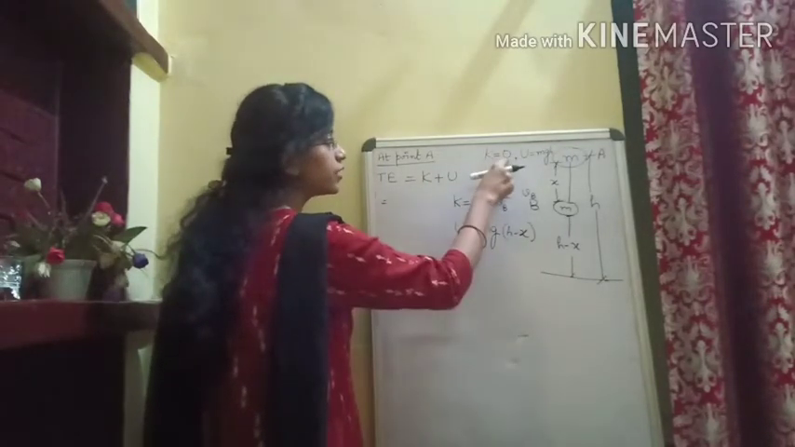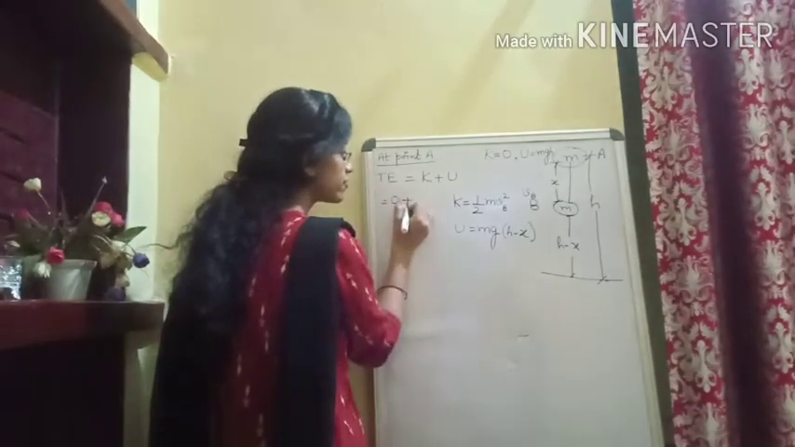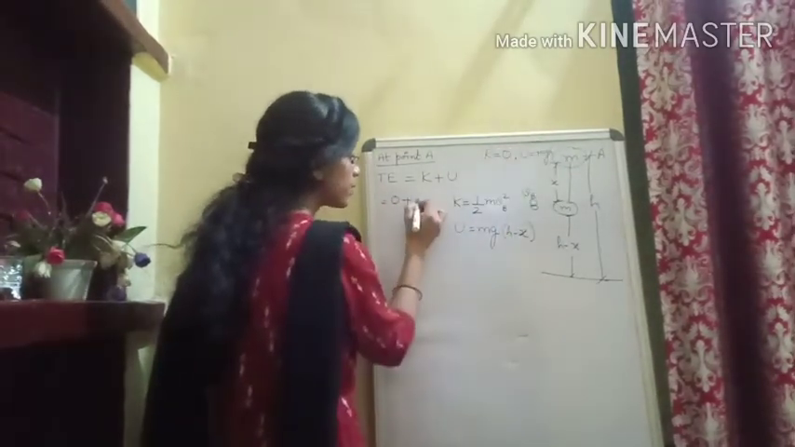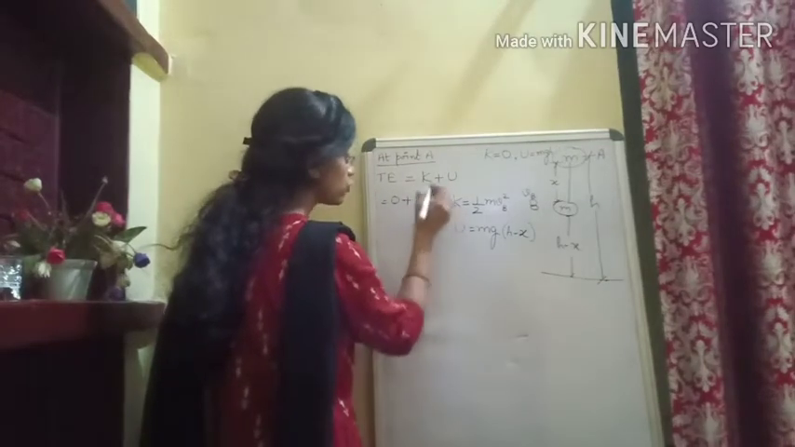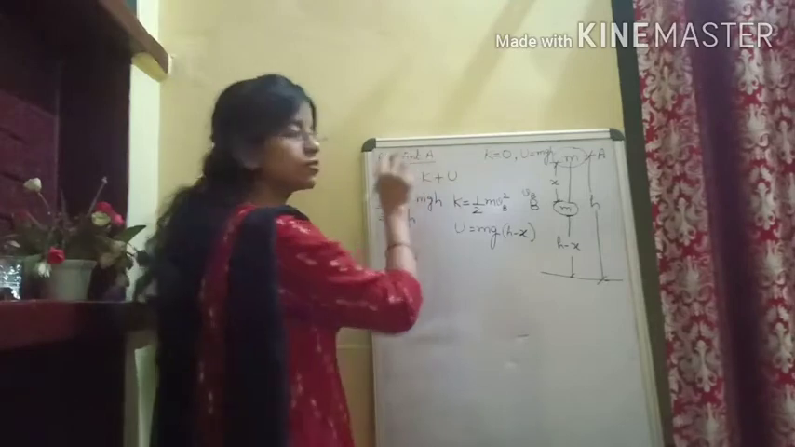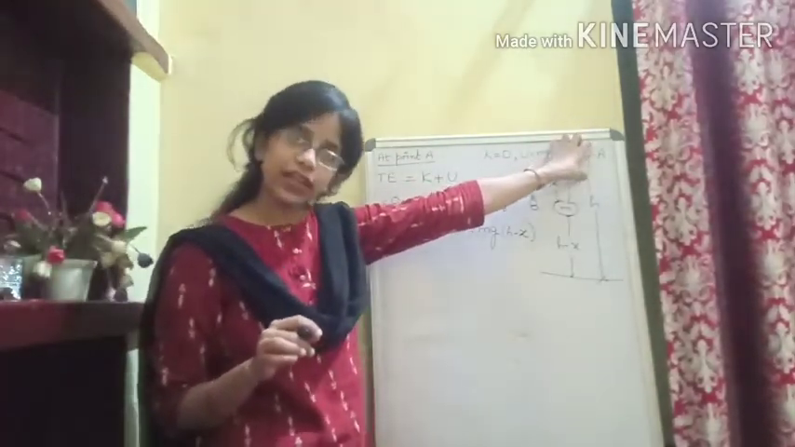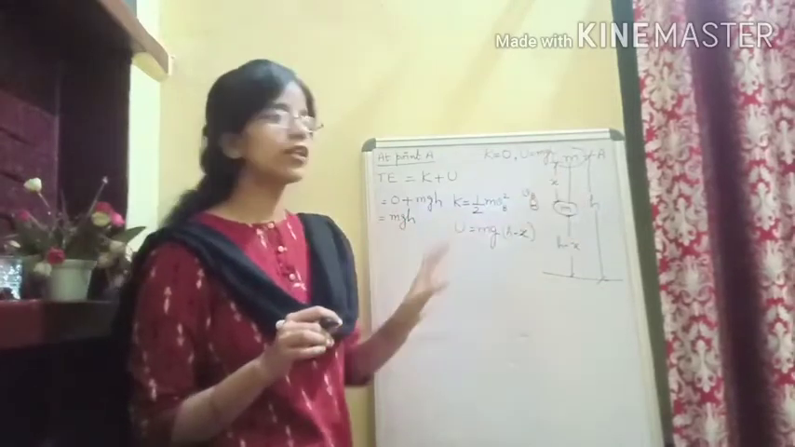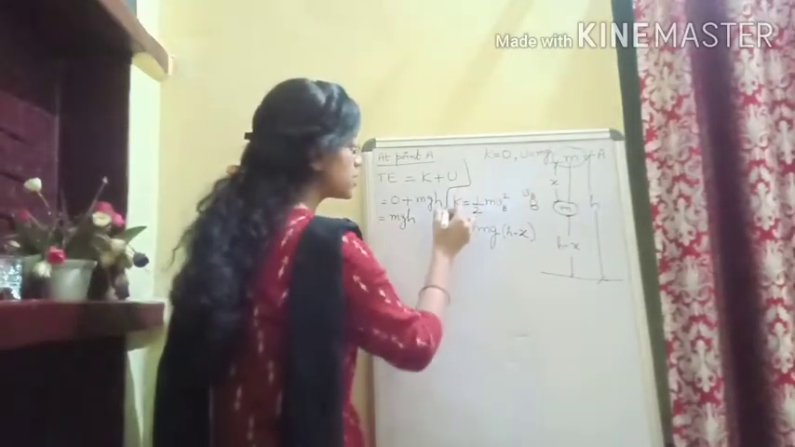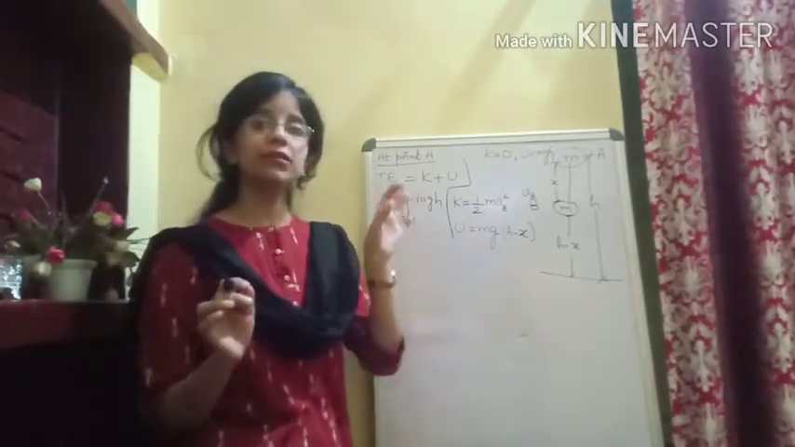Now what is kinetic energy? Because the body is at rest, the kinetic energy was 0, as we have seen. Potential energy is mgh. So the total is mgh. This is at point A. Is it clear? So we have analyzed the body at point A. Now we are analyzing the body at point B. Is it clear, everyone?